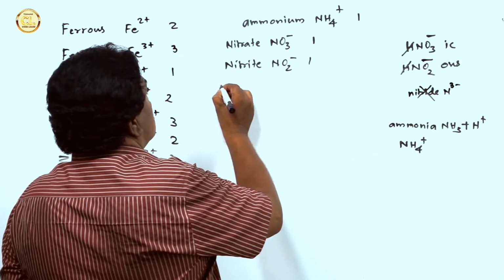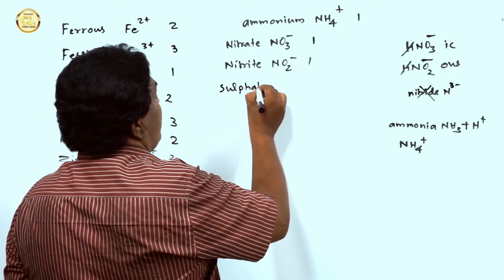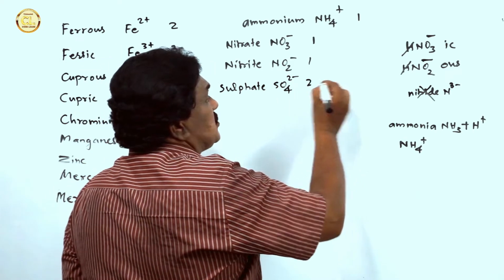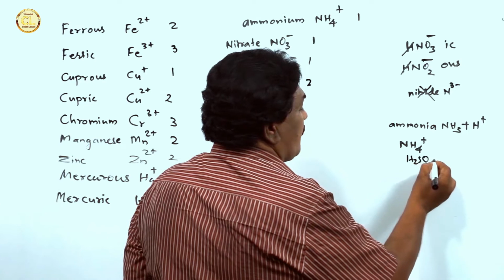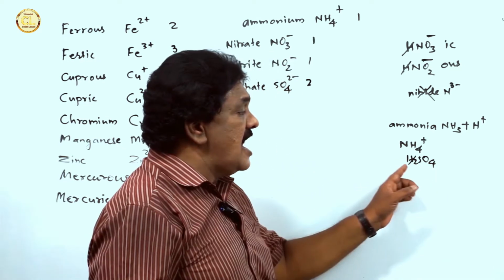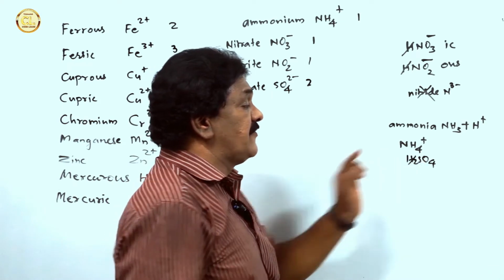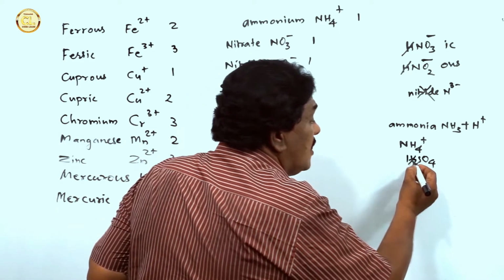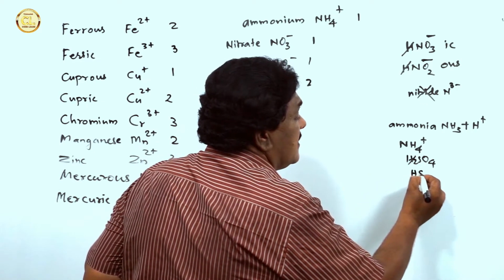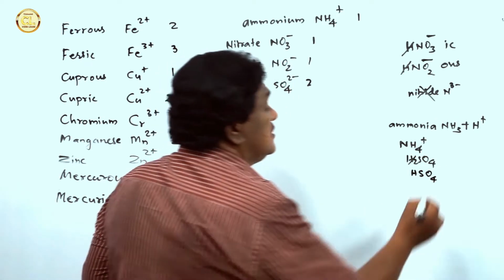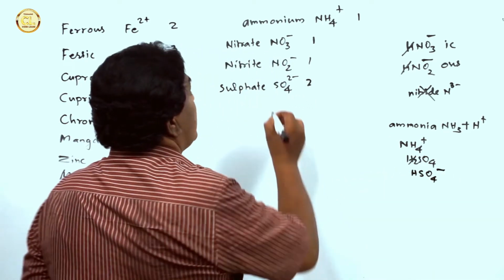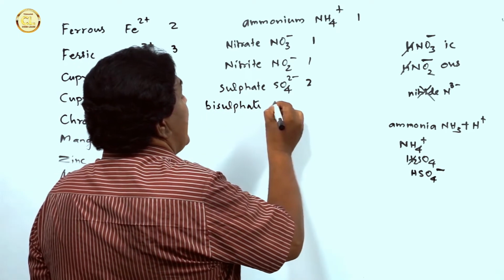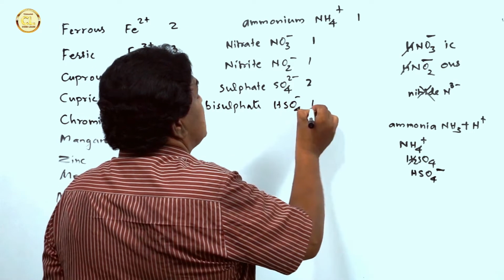Now, sulfate, SO4 2 minus. Valency is 2. See, sulfuric acid is H2SO4. When both the hydrogen ions are removed from sulfuric acid, we get sulfate. Now, if only one hydrogen ion is removed, then HSO4 single minus remains. It is called bisulfate or hydrogen sulfate. HSO4 single minus, valency is 1.